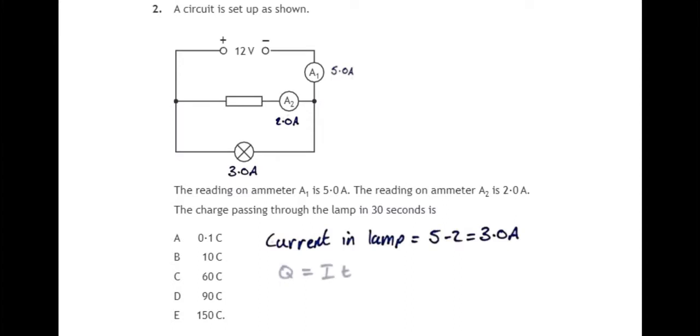Now we can use the formula Q equals I times T, current times time, so 3 amps times 30 seconds, which gives us 90 coulombs. Answer B.